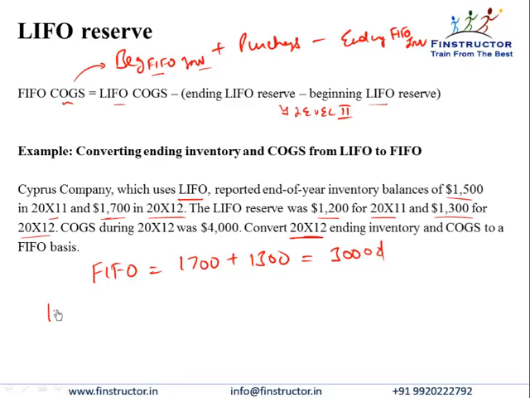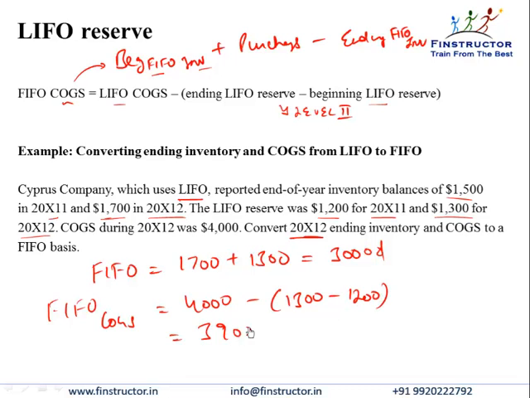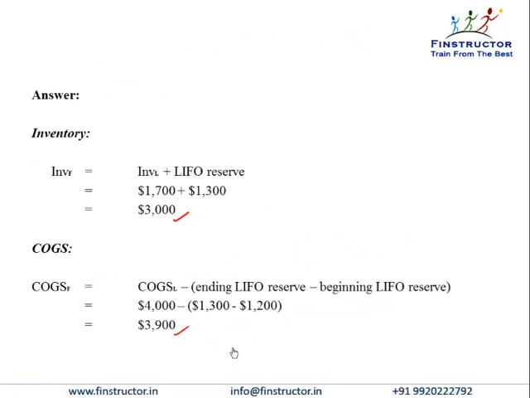Similarly, I can compute the FIFO cost of goods sold as nothing but the LIFO cost of goods sold, that is given to be 4,000, minus the ending LIFO reserve, that is 1,300, plus the beginning LIFO reserve of 1,200. So the cost of goods sold would be 3,900 had the company followed the FIFO method.